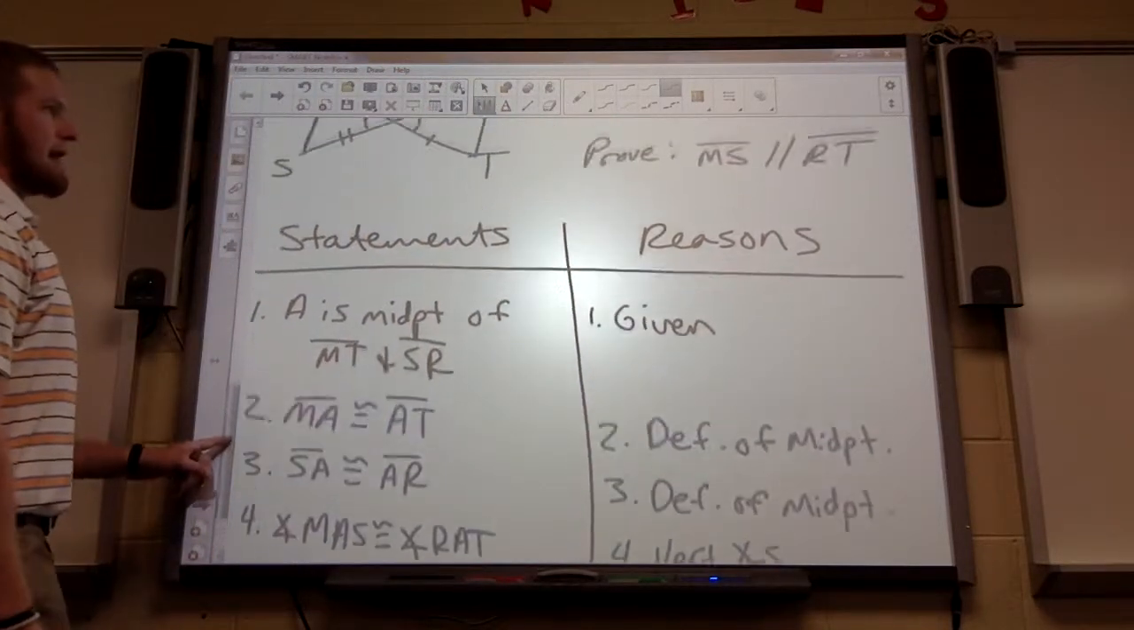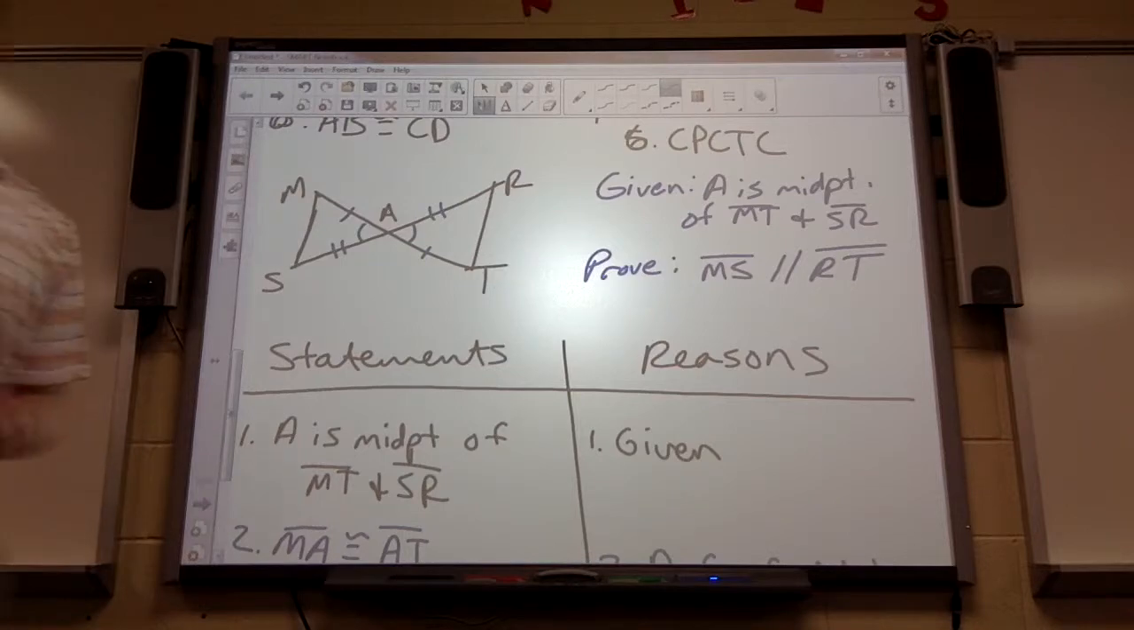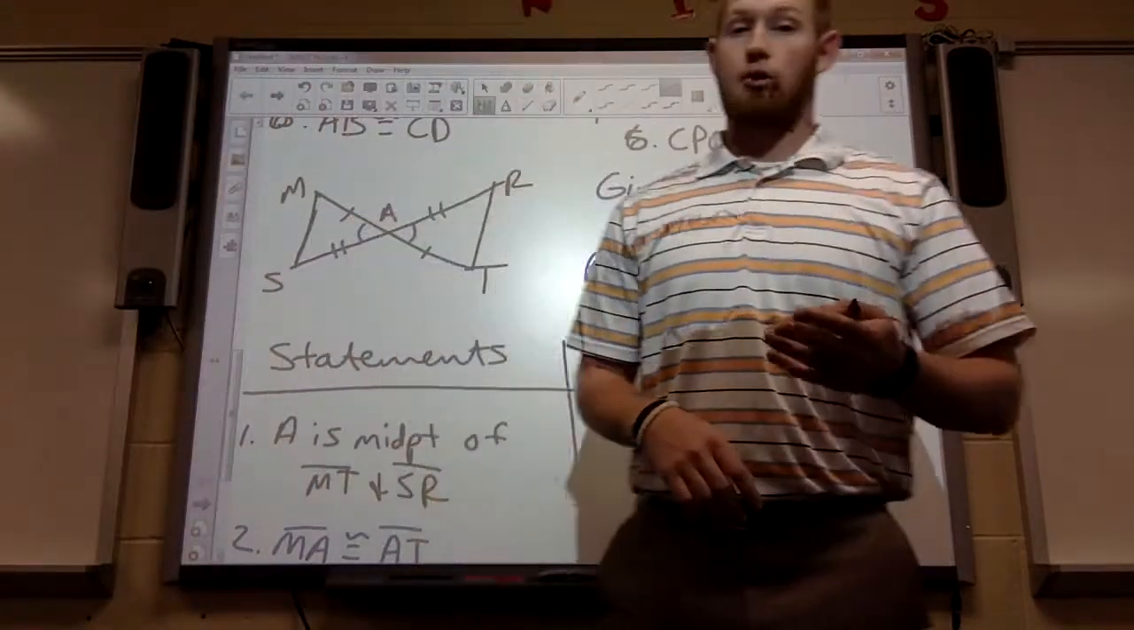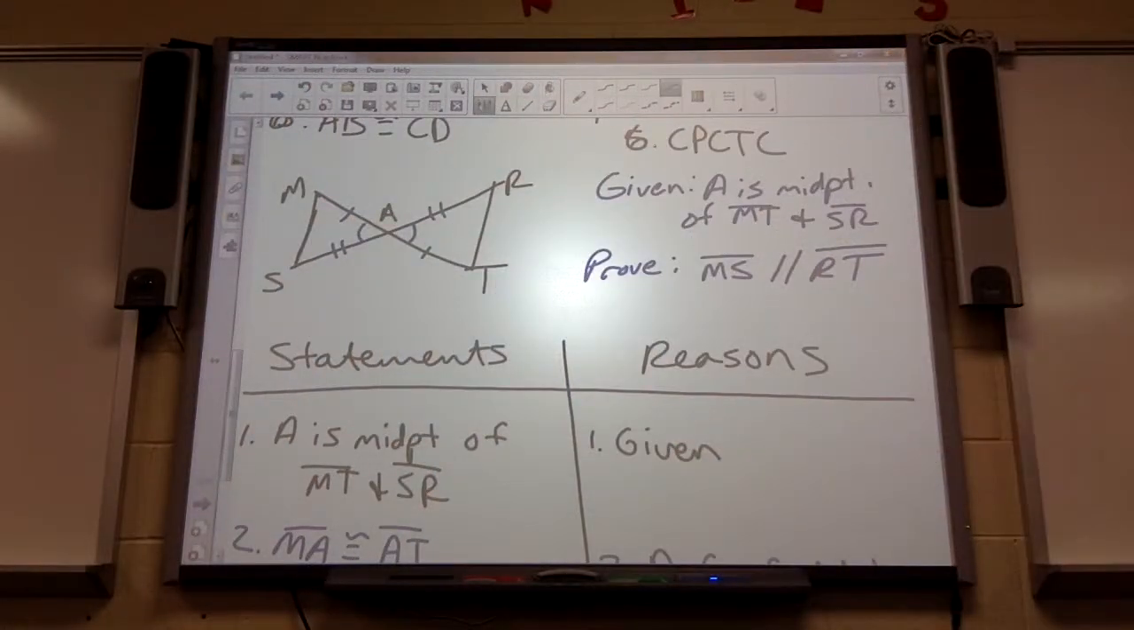Now do we have enough information to prove my triangles are congruent? When you know the answer to this question, raise your hand. If not, you need to talk to your neighbor. Are these triangles congruent? If so, what theorem or postulate says that they are congruent?